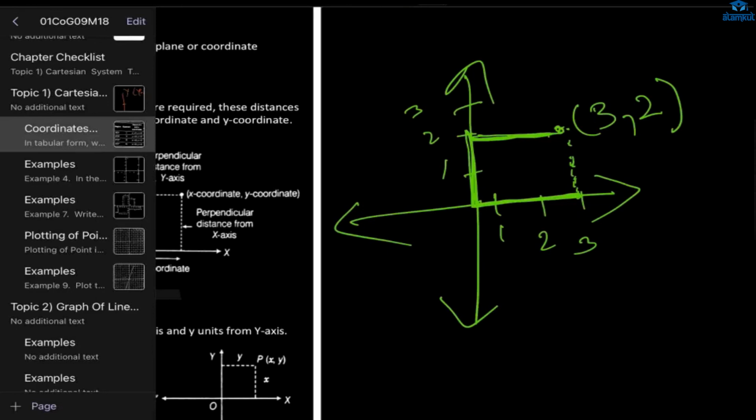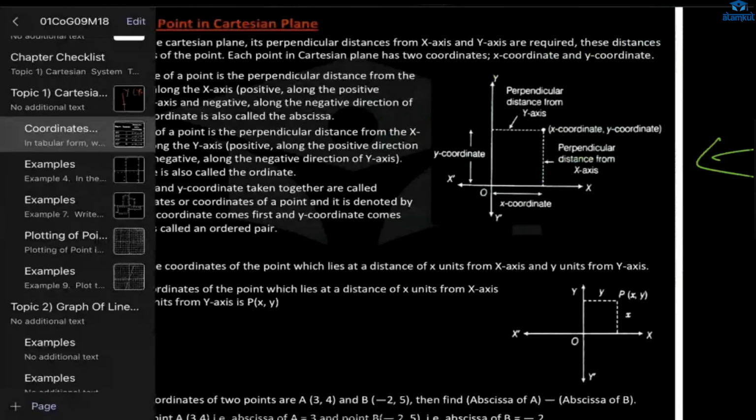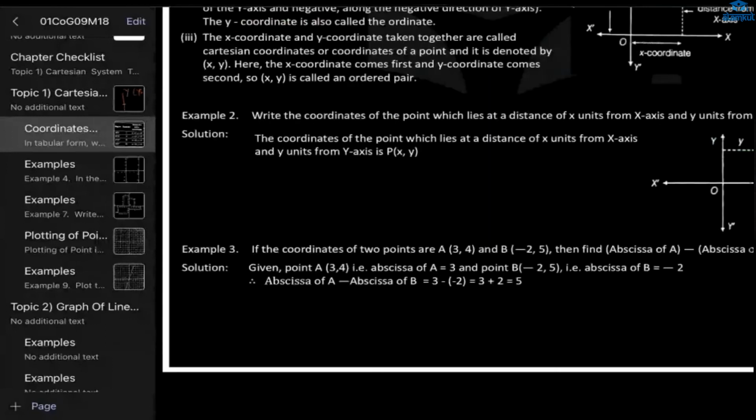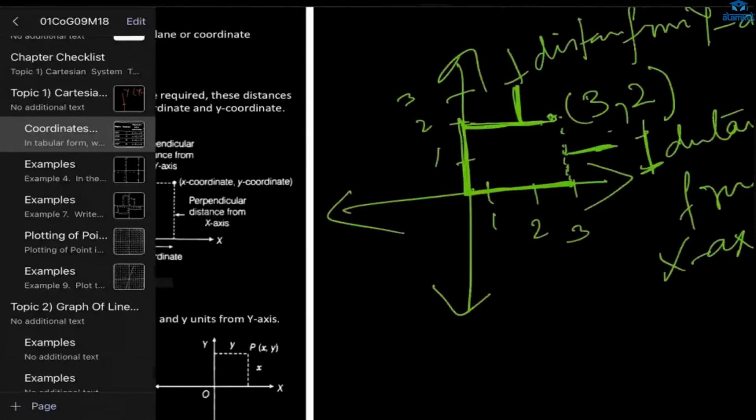This is the perpendicular distance from the x-axis. This is the perpendicular distance from the y-axis. Now, these are very basics. So have you understood how you are going to represent a point on a Cartesian plane? Yes, ma'am. The x coordinate, comma, the y coordinate.